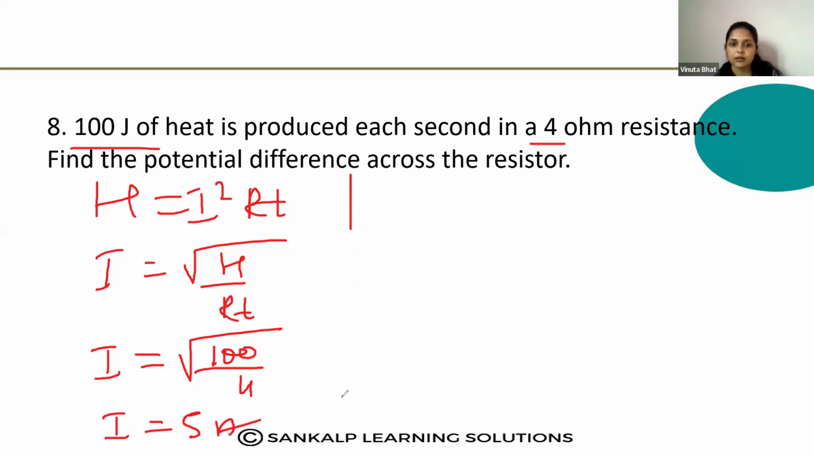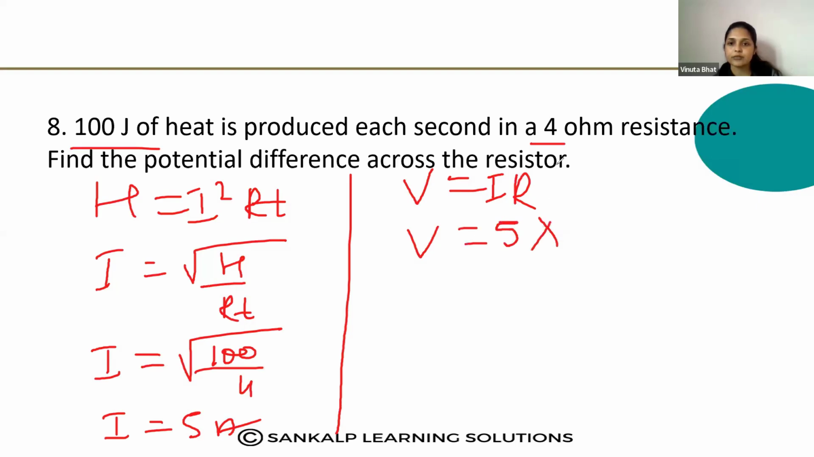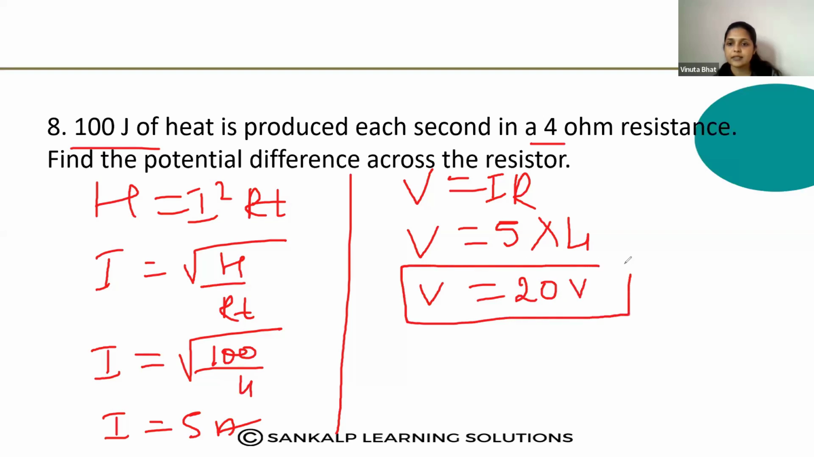So then V is equal to I into R, the formula you know. V we have to find out. What is the value of I? That is 5 ampere. And what is the value of R? That is 4 ohm. V is equal to 20 volt. The potential difference is 20 volt.